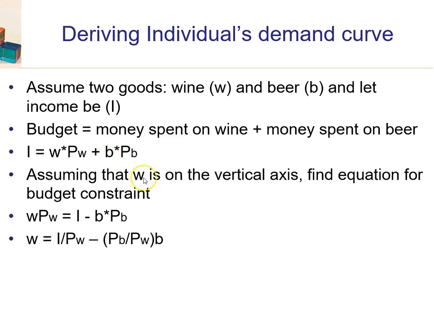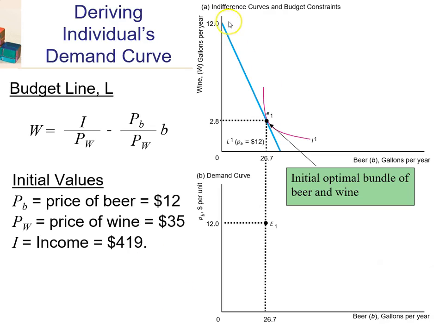Given that wine's on the vertical axis and beer's on the horizontal axis, we need to solve this budget for W. So to solve this, you need to subtract B times PB and bring that to the left-hand side. And then finally, to get W by itself, divide everything by the price of wine. This I over PW gives you the intercept term. This price ratio is the slope, shown on the next graph. So this line in blue is our budget constraint, which comes from this equation that we just derived.